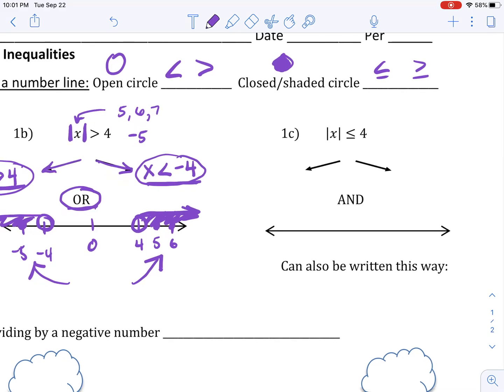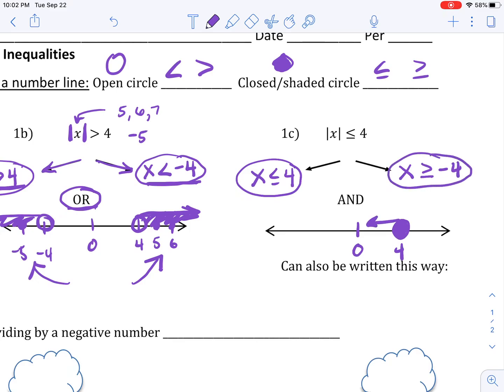For this one, again, absolute value, so you're going to rewrite it into two problems. You're going to keep it just like it is, but just drop the absolute value. And then you're going to rewrite it, switch the direction of the sign, and take the opposite value, make it negative 4. When I put this on the number line, let's start with x is less than or equal to 4. That's here, shaded in. We would shade to the left. The x is greater than negative 4 would be on the left side, and that would be shaded to the right.